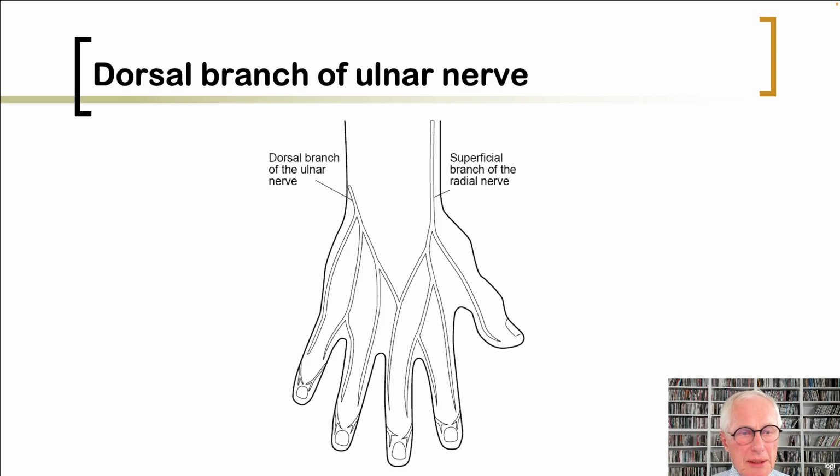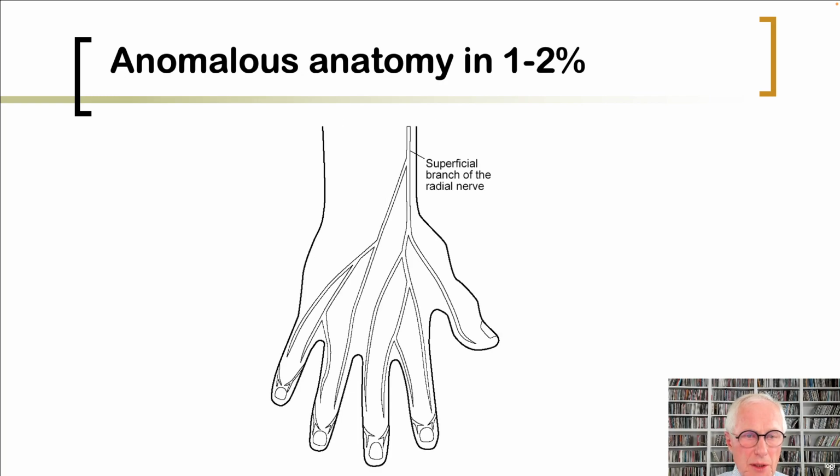Here we see the dorsal branch of the ulnar nerve. You can see that it is a little bit variable, and it's not only innervating the ring finger, but very often it will also send a branch to the middle finger. A small proportion of people totally lack the dorsal branch, so the radial nerve will innervate the entire dorsal side of the hand. About 1 to 2% of the population lacks this sensory branch.